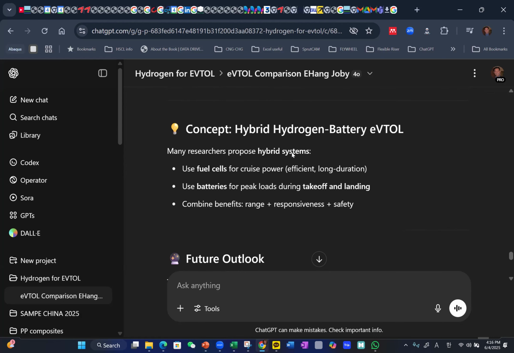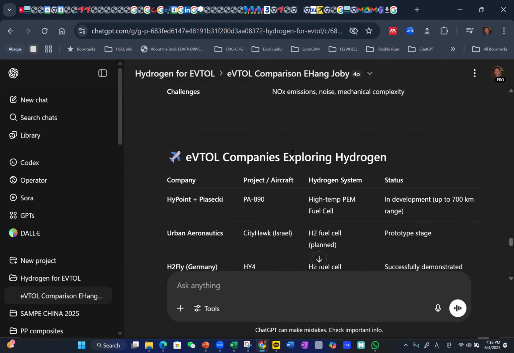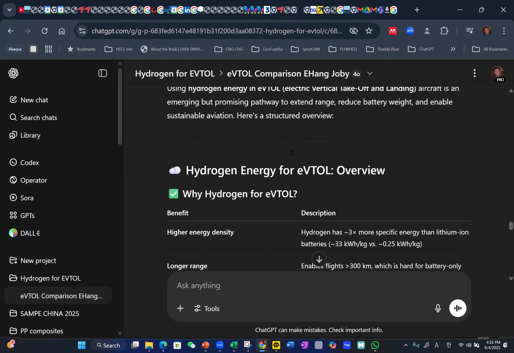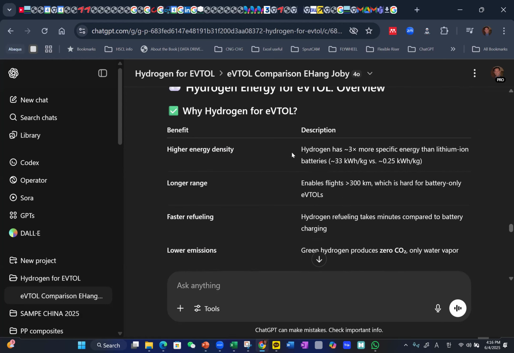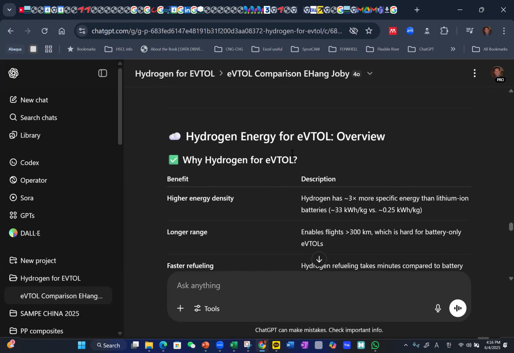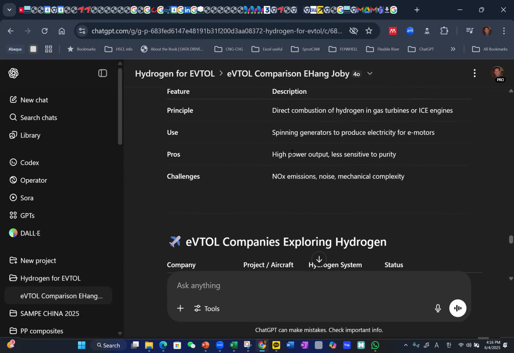So it is important to understand the background of these eVTOLs. Even though we are mainly focusing on the power system, understanding the general aspects of eVTOL and what can be better with hydrogen is important.